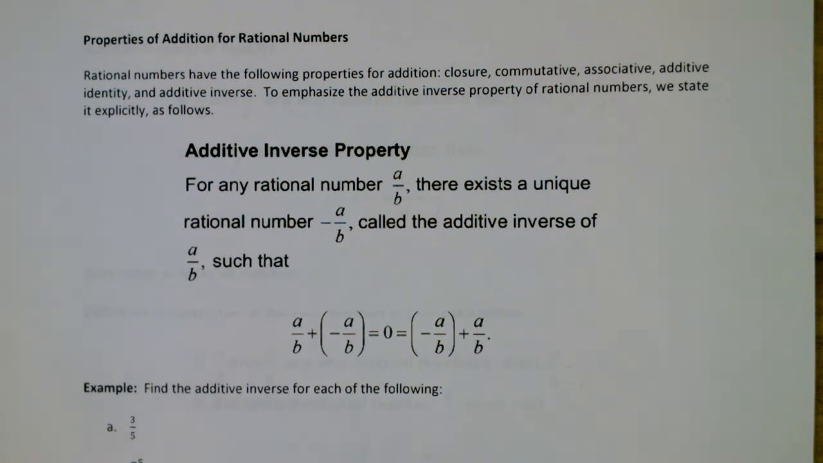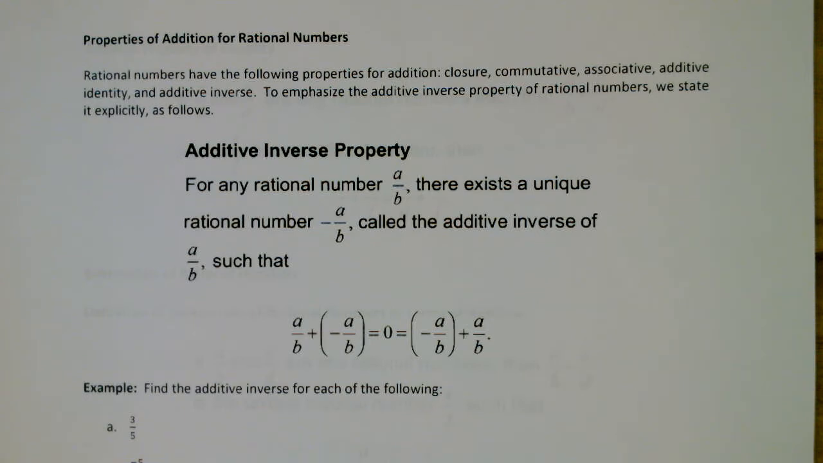Let's look at some properties of addition for rational numbers. All right, rational numbers have the following properties for addition: closure, commutative, associative, additive identity, and additive inverse. Now, if you remember back in Math for Teachers 1, we did talk about those properties for addition. They're also true for rational numbers.